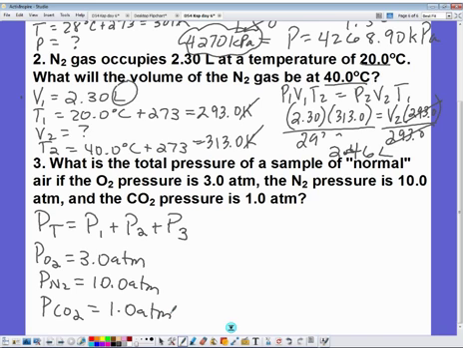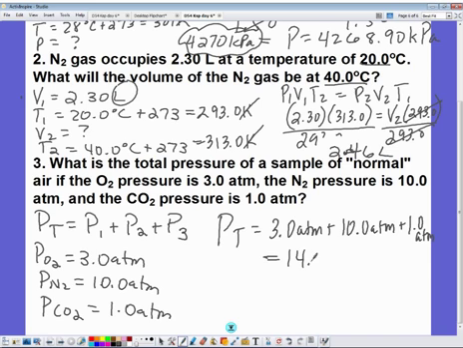So when I come over here and I just add all those pressures up, I say 3 plus 10 plus 1. If you don't want to do the atmospheres till the end, that's okay. They all have 1 decimal place, so my answer has 1 decimal place. Total pressure ends up being 14.0 atmospheres. Yes?